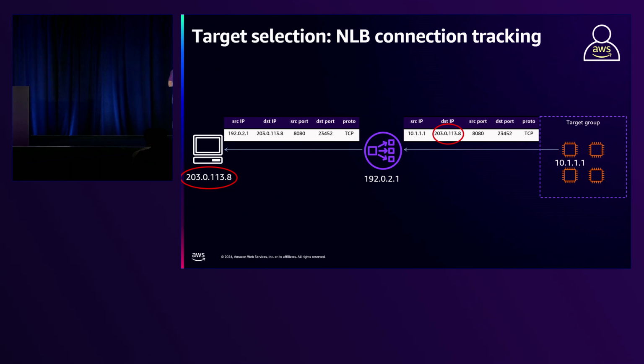So for this reason, there is the need for this special type of tracking system, which is implemented in the EC2 software-defined network, and will force the traffic to enter back the network load balancer, which is going to rewrite the source IP of the traffic with its own IP, and then send the traffic back to the client.